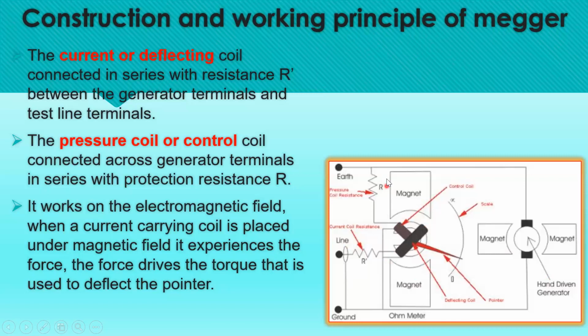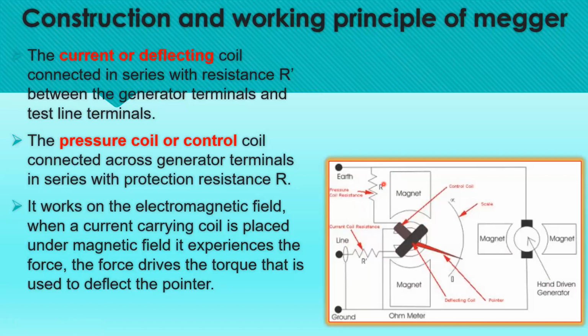And one more coil is present. This is called the pressure coil. It can also be called a control coil, or a potential coil. So the voltage coil will always be across the line, so parallel to the generator.